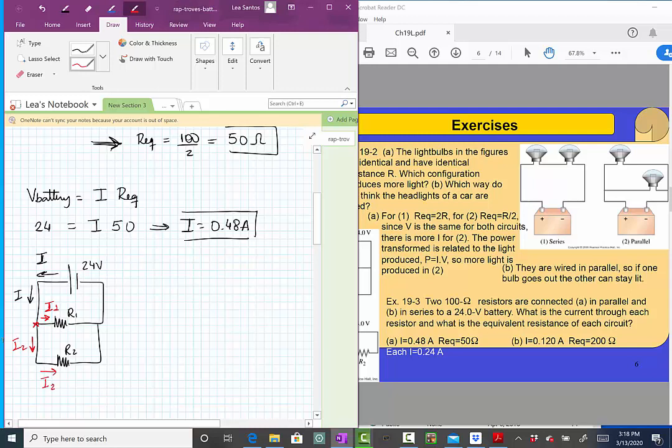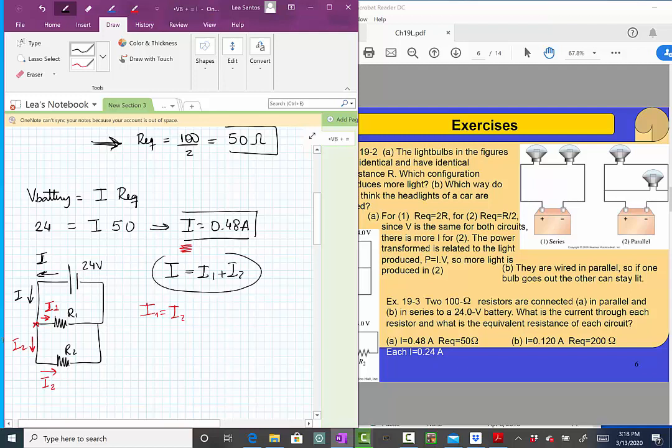And this is the question of the problem, because they want to know what is the current that goes through each resistor. Well, since the resistors have exactly the same resistance, it's easy. I know that I1 should be equal to I2, which should be half of the total current, right? The total current that is drawn from the battery is I1 plus I2.